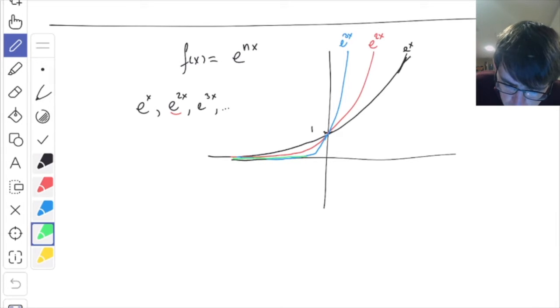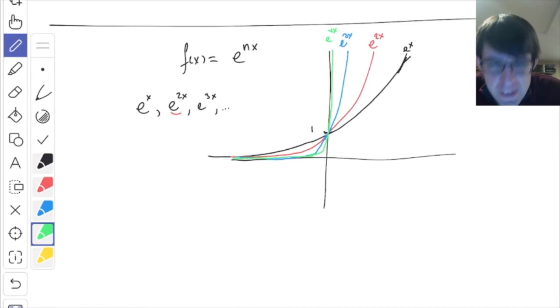I'm just going through all my colors here. E to the 4x, like that. And so on. That's really mighty close to the y-axis, isn't it? This is what this sequence of functions looks like. All right. So, what does it converge to?